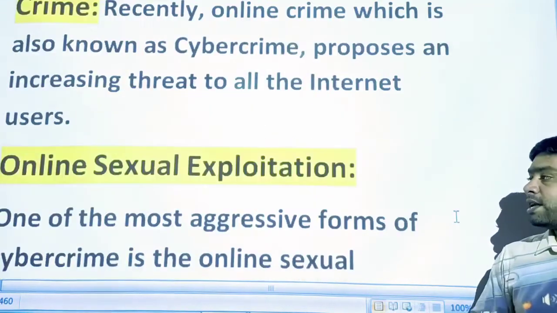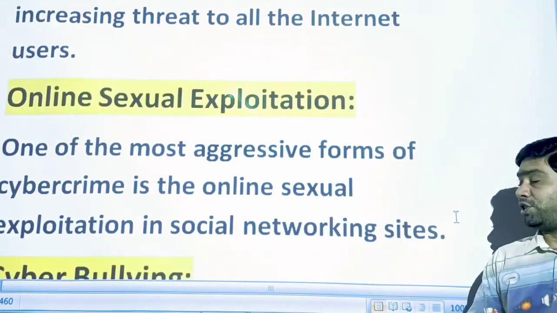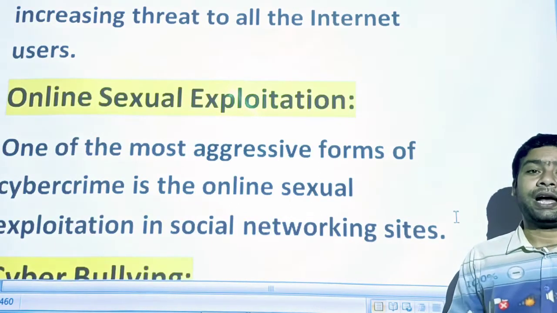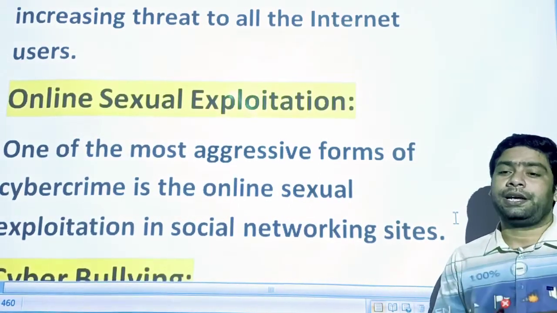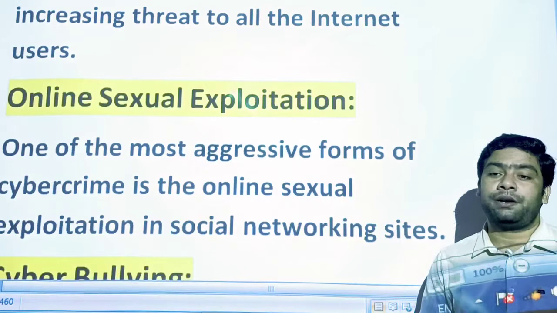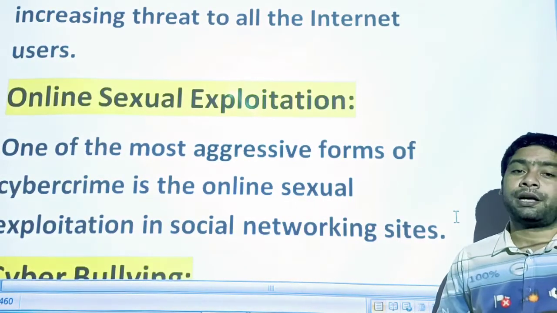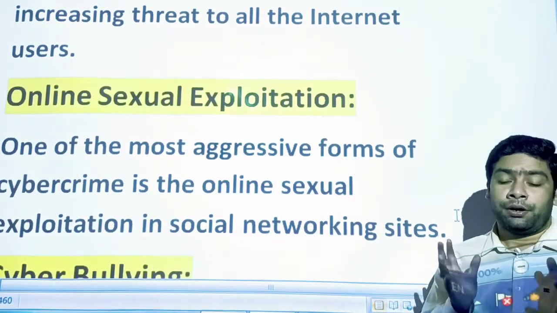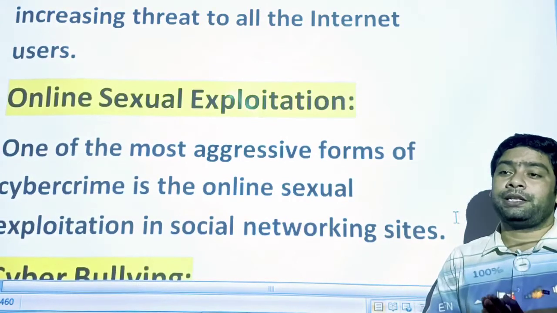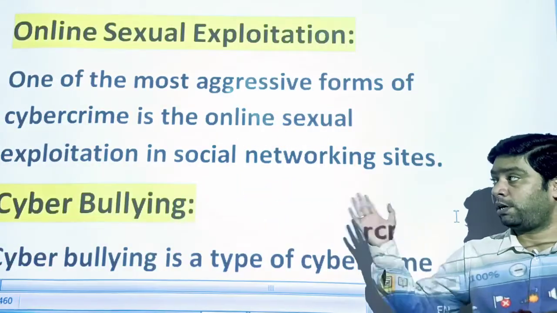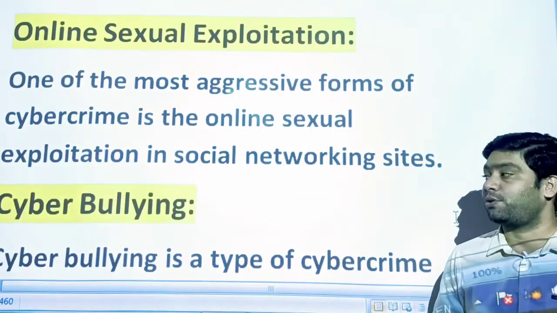The second threat is online sexual exploitation. That means when hackers hack an account, take some personal information, and engage in irregular or irresponsible behavior, it is exploitation of our social life also.